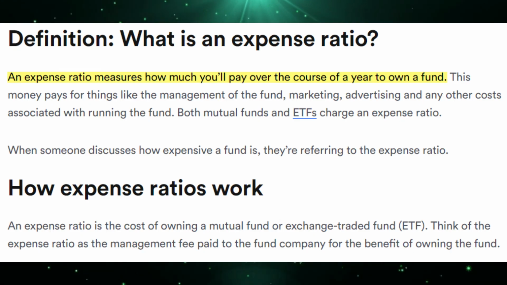Now, according to Bankrate.com, an expense ratio measures how much you'll pay over the course of a year to own a fund. So it's basically the management fee paid to the fund company, in this case to Charles Schwab, for the benefit of owning the fund.